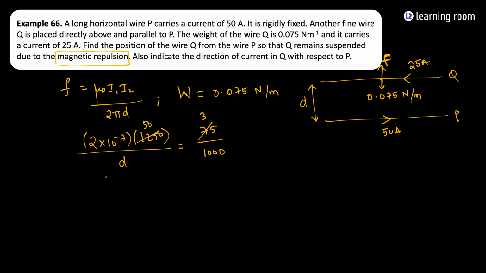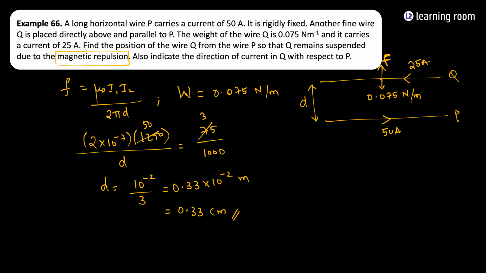D will be equal to how much? 100 into 10 power minus 7 is 10 power minus 5. So 10 power minus 5 into 10 power 3 is going to be 10 power minus 2, the whole divided by 3. So it will actually be 0.33 into 10 power minus 2 meter. So it will be 0.33 centimeter.